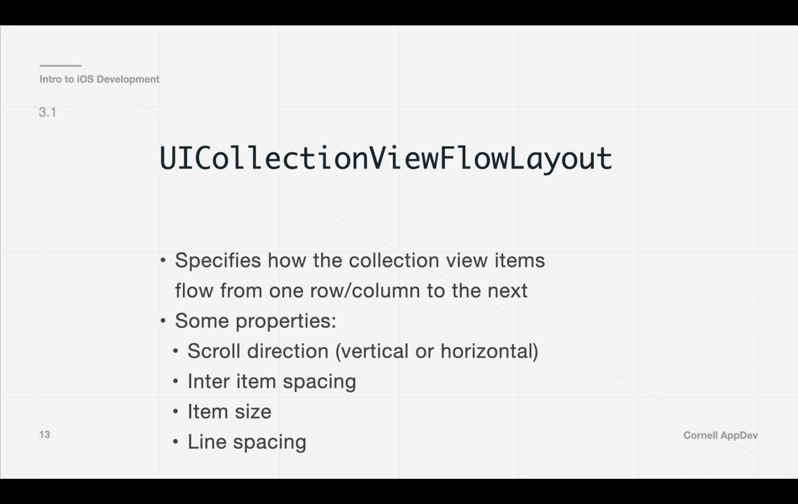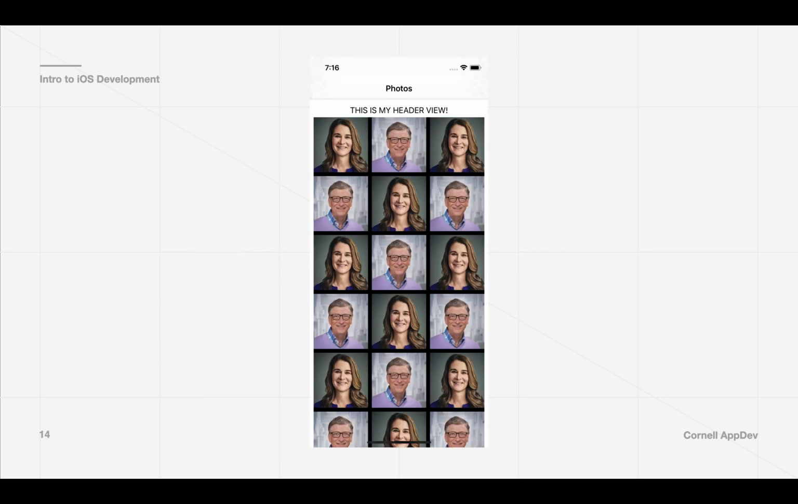And so one other thing that allows a collection view to do this is the UI collection view flow layout. This specifies how the collection view items flow from one row to the next. And some properties include the scroll direction, inner item spacing, so that's how much space there is between each object, so for the photo album, between each image, then the item size, and then also line spacing. And it'll make a little bit more sense, the difference between these two spacings once we go into it.